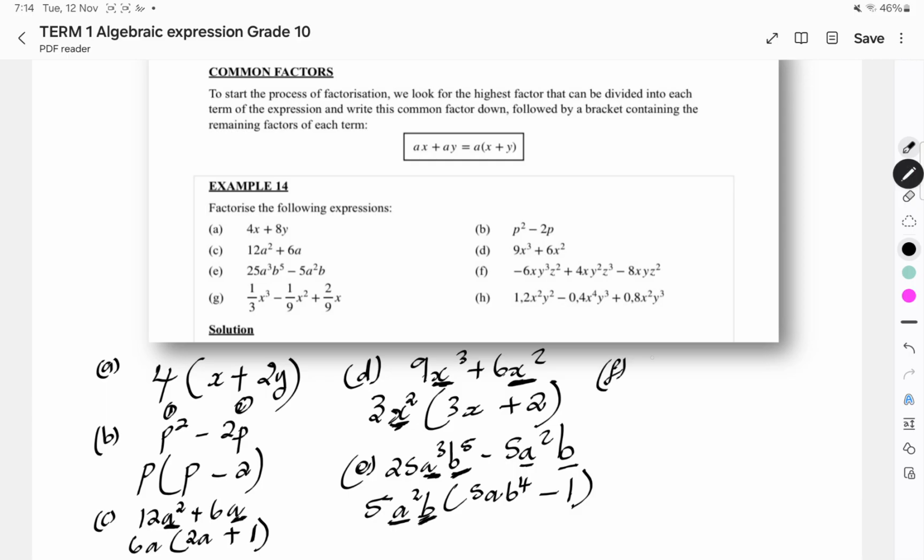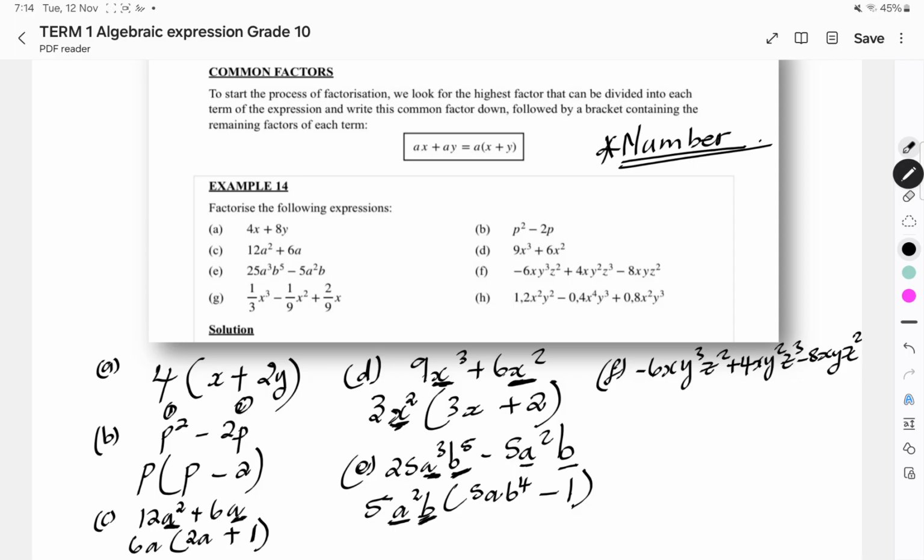Number F: minus 6xy cubed z squared plus 4xy squared z cubed minus 8xy z squared. Now I'm at number F. Firstly, I need to start with the common factor. It's a lot going on, but remember, we start first with the number. Just start with the number first. You'll deal with the rest later.